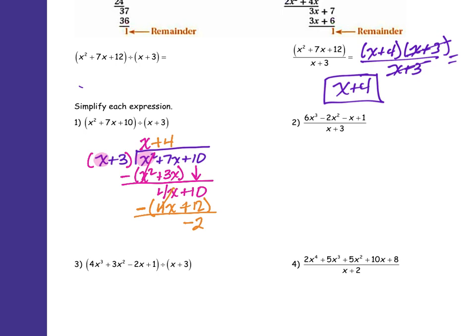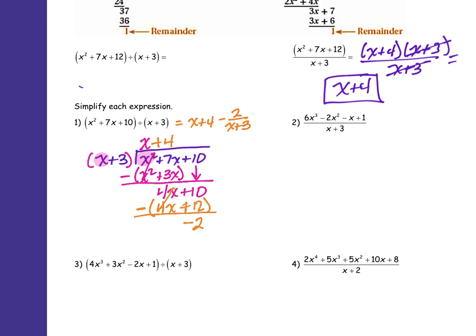Okay. So this is how I write my answer. So this equals x plus 4 minus 2 divided by x plus 3. Questions? Yeah, I have a question.